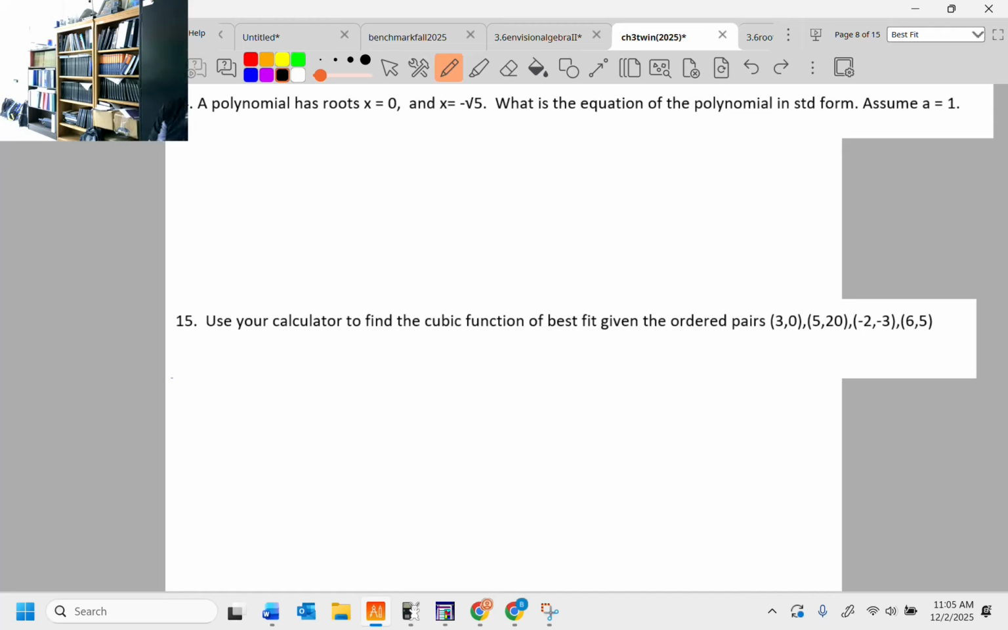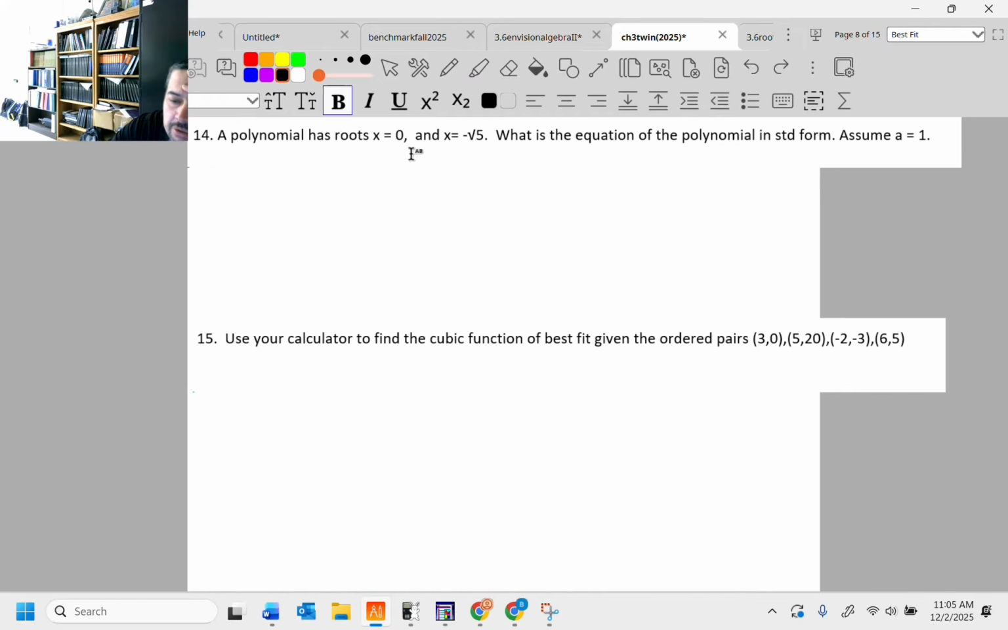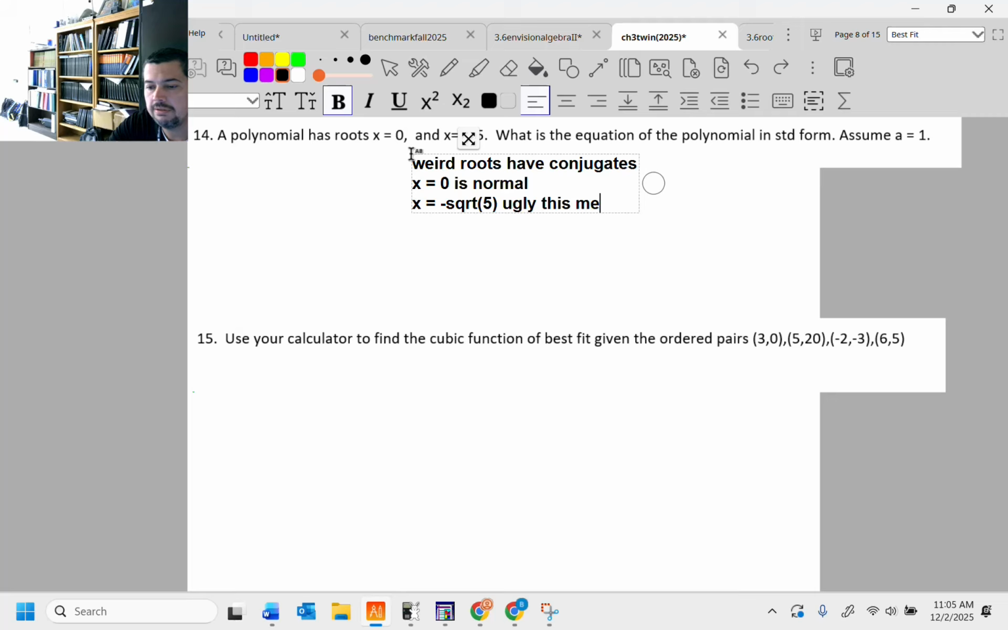Moving forward, a polynomial has roots x equals 0 and x equals negative root 5. What is the equation of the polynomial in standard form? So I do want you to remember that weird roots have conjugates. All right? So x equals 0 is normal, right? No conjugate. But x equals negative square root of 5 is ugly. So it's conjugate. This means x equals positive square root of 5 is also a root.